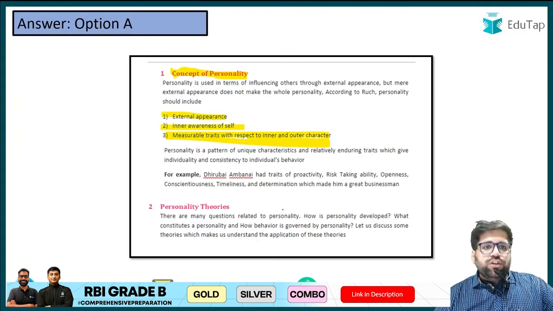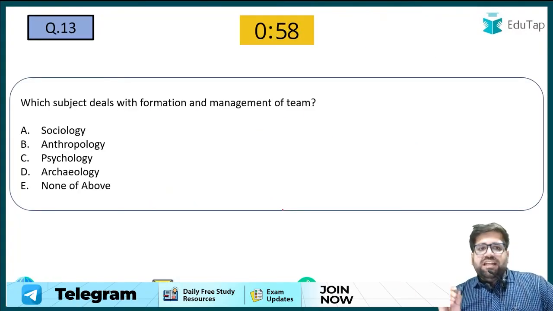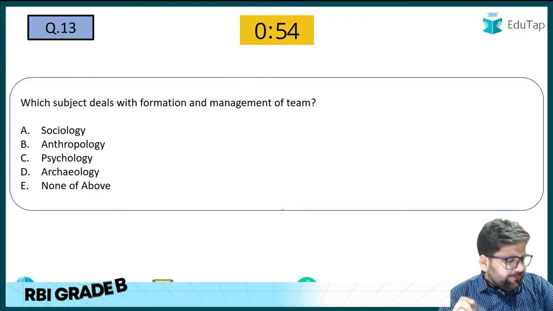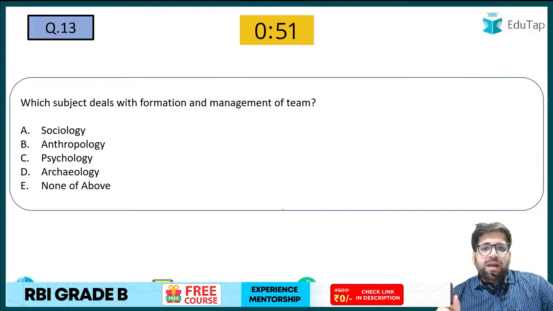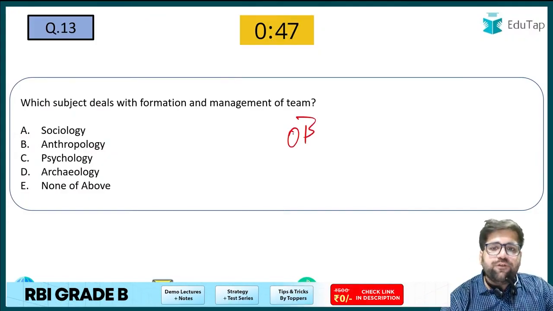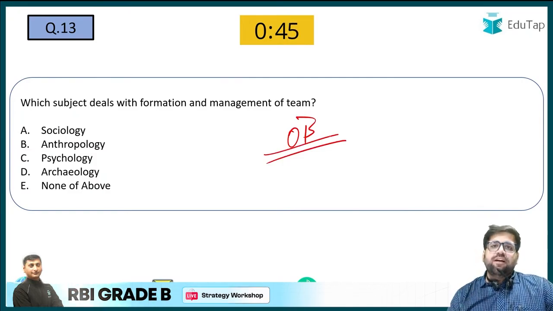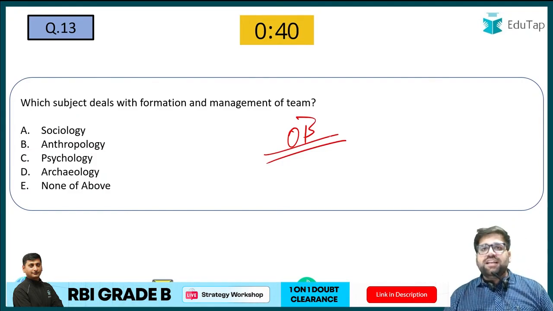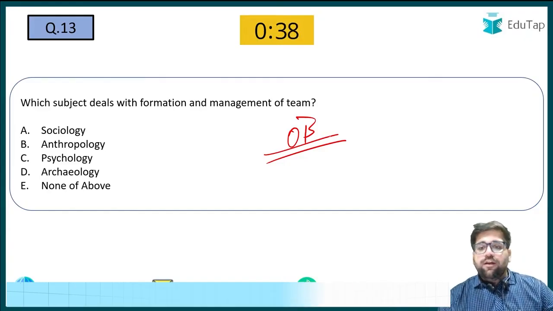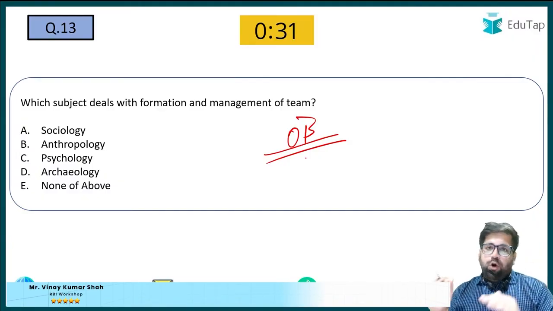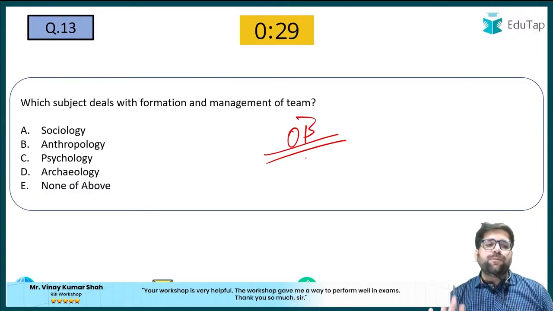Okay, now let's move to question 13. Which subject deals with the formation and management of teams? Again, this question has been taken from your OB, organizational behavior. A very easy question, nothing much to discuss. There are different studies which come under the OB part. First, we understand that there are 3 levels of OB. First, the individual level, then the group level, and then the organizational level as well.